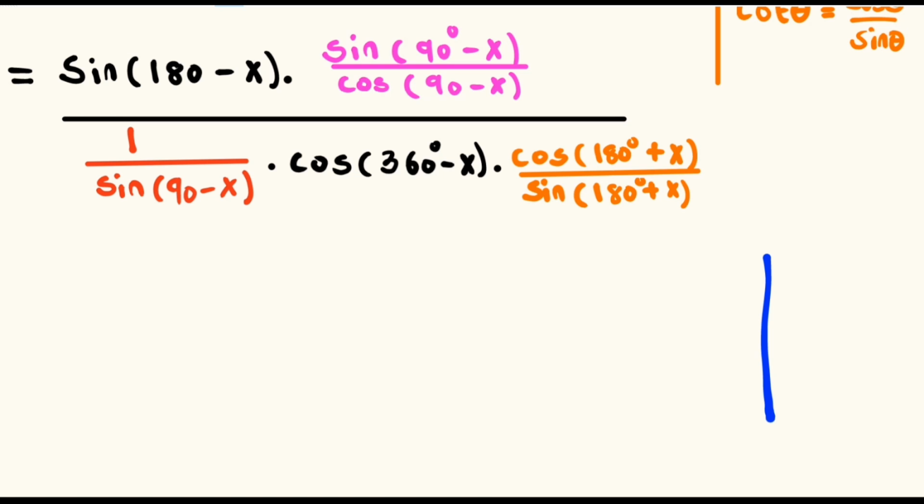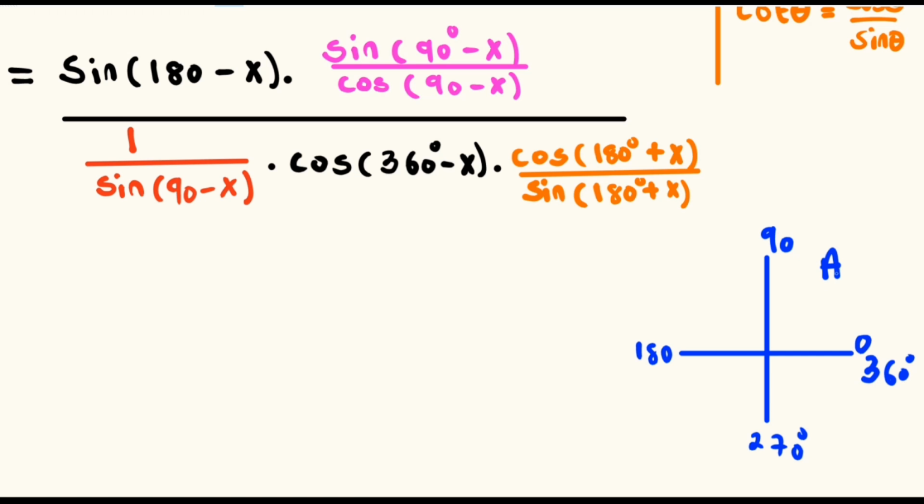Introduce our Cartesian plane, and here we have 0 degrees, 90 degrees, 180 degrees, 270 degrees, and the 360 degrees, and all the trigonometric ratios are positive in the first quadrant, and only the sine is positive in the second quadrant, and only the tan is positive in the third quadrant, and only the cos is positive in the fourth quadrant.